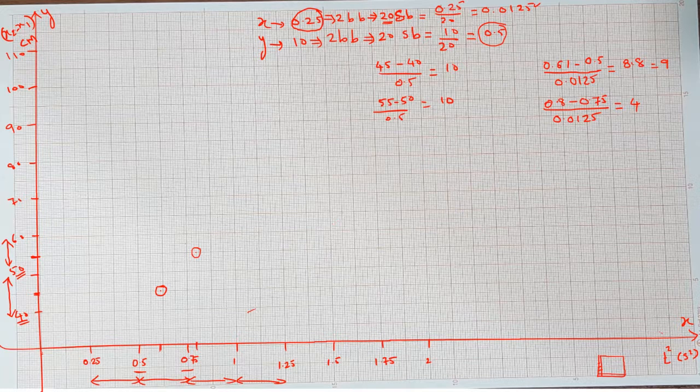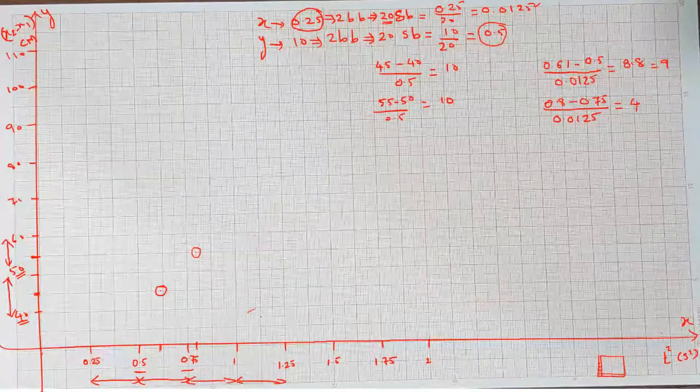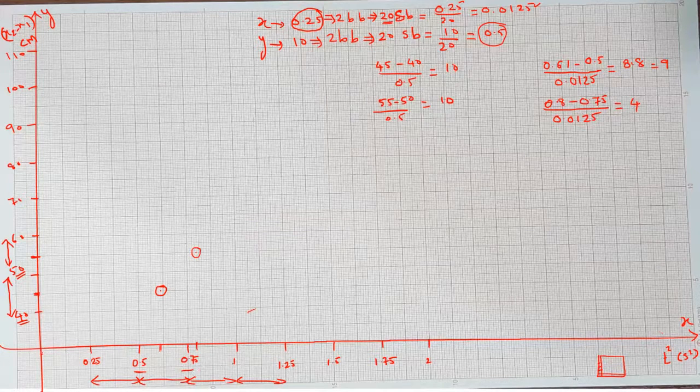Clear? Let's go for one more point. What is our third point? 0.95 and 65. So 0.95. Where is your 0.95? Your 0.95 is between 0.75 and 1. So the lowest value between these two is 0.75.